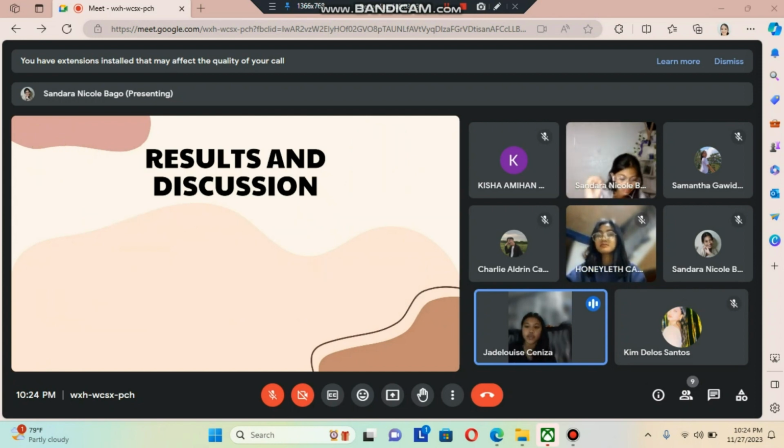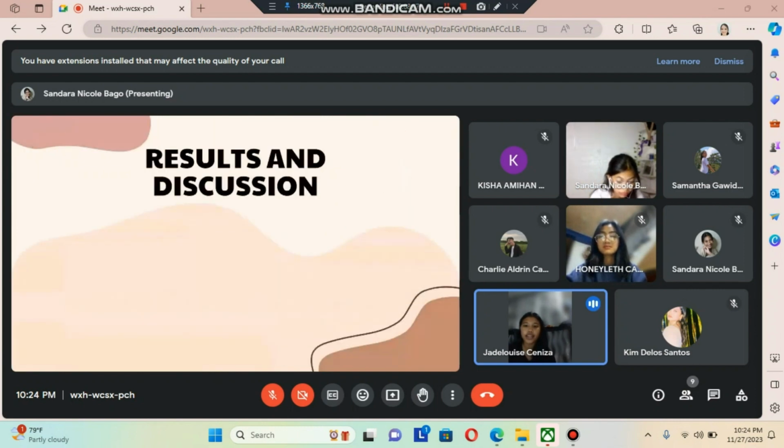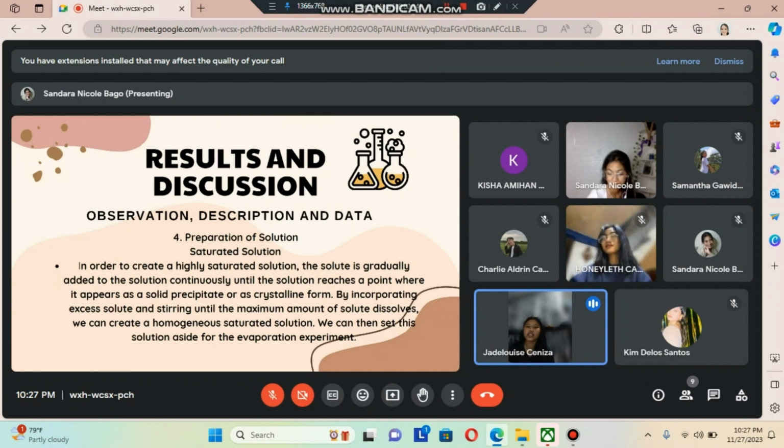The fourth station is preparation of solution. To create highly saturated solution, gradually add the solute until it forms a solid precipitate or crystalline form. This homogeneous solution is set aside for evaporation experiments. Dilute solution decreases solute concentration by mixing more solvent like water to create diluted liquid reagents. Next.